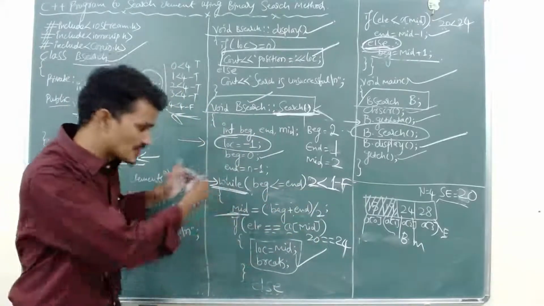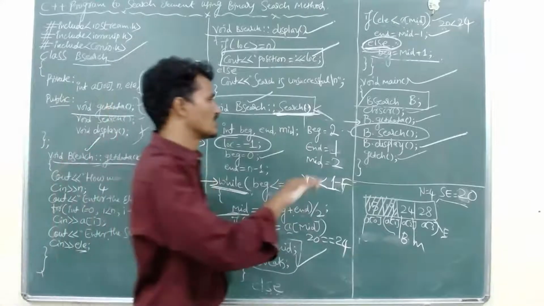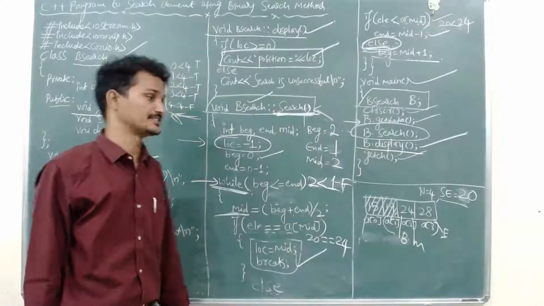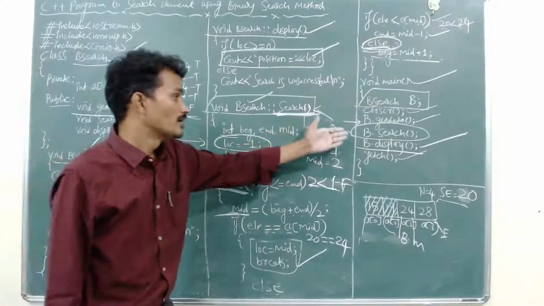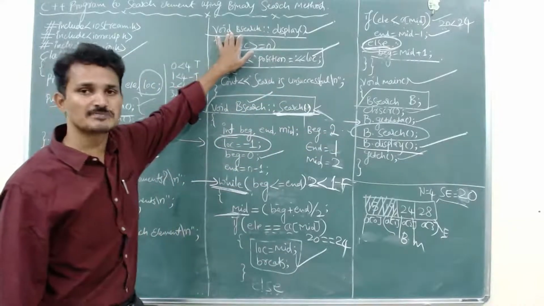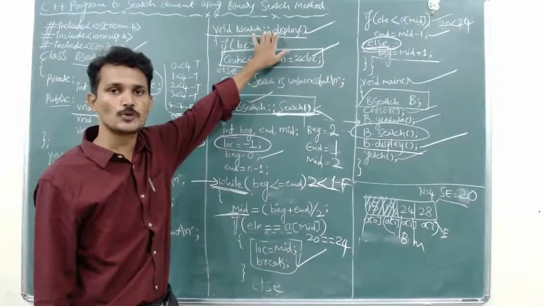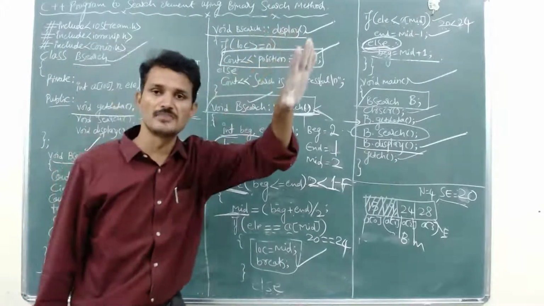Condition false means it comes out of the while loop. Then this member function will directly execute. B dot display means it directly comes to this member function, void display. B search is the name of the class, these two colons are called the scope resolution operator, and display is the member function.